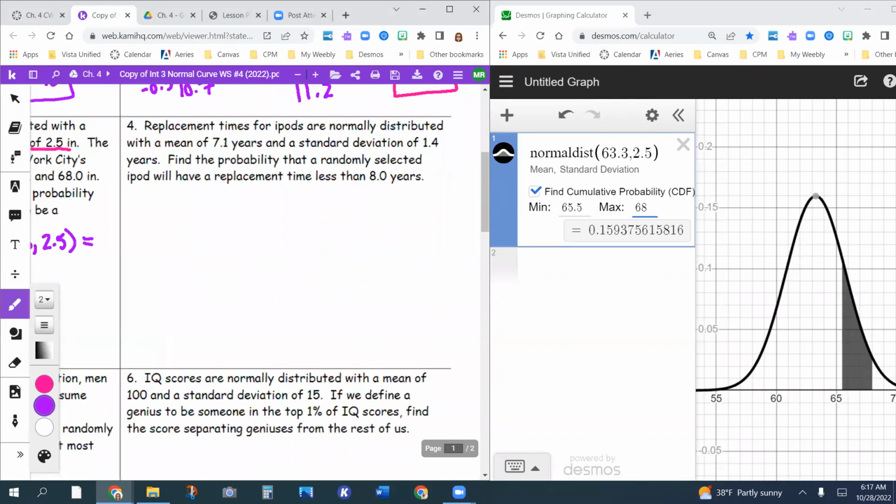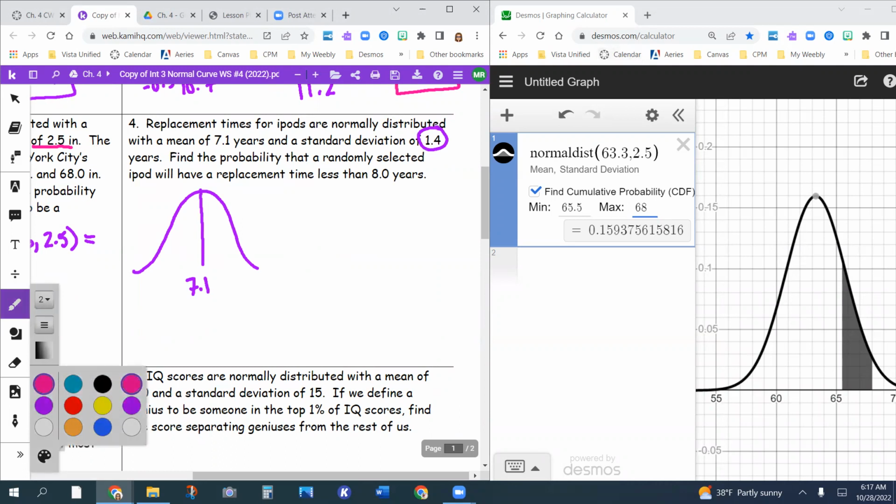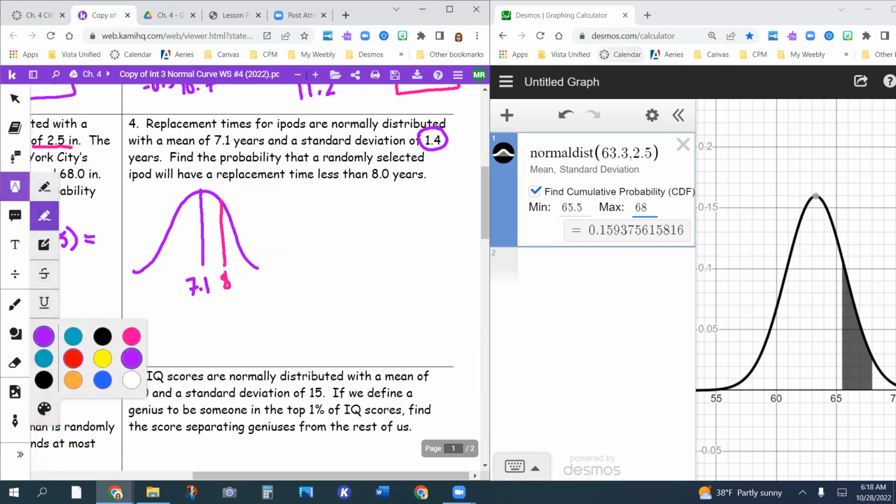On number 4, replacement times for iPods are normally distributed with a mean of 7.1 years and a standard deviation of 1.4. Find the probability that a randomly selected iPod will have a replacement time less than 8 years. So less than 8 years. So I'm looking for this.